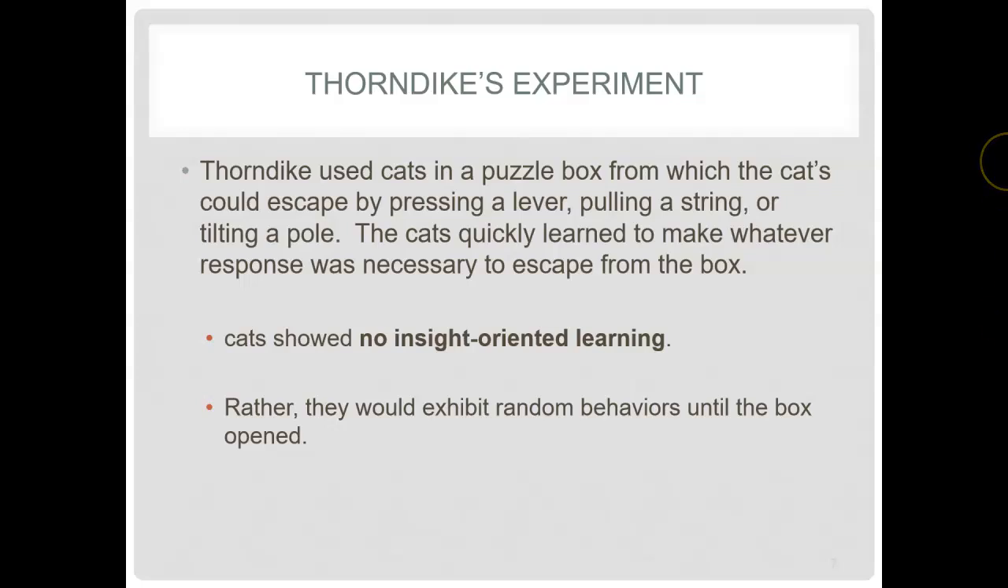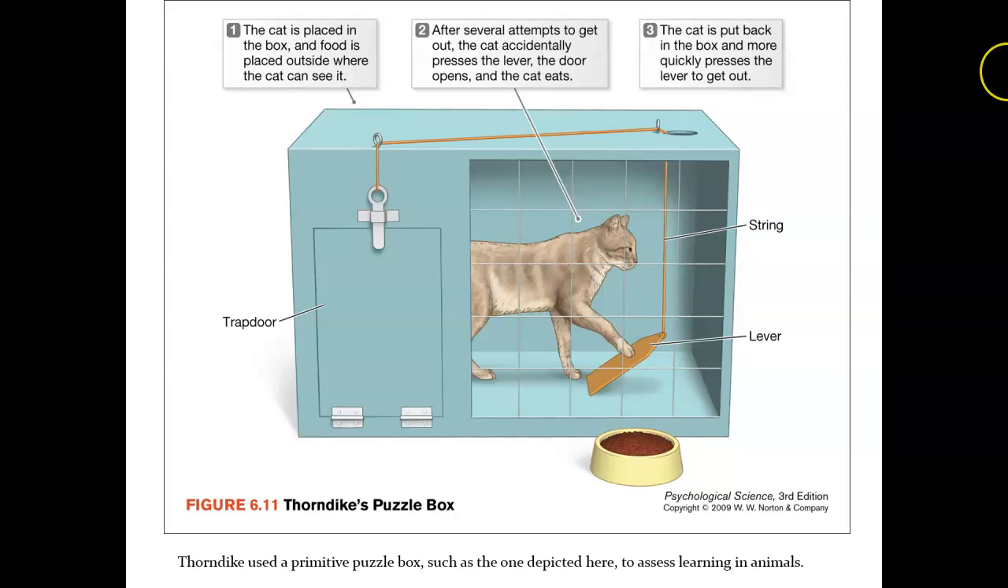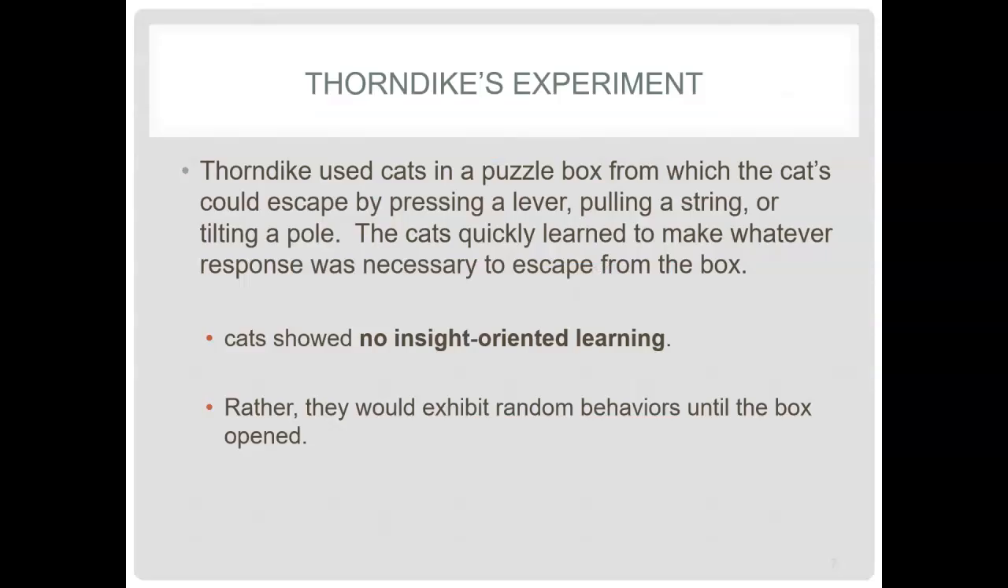So Thorndike did this great experiment in which he used cats in a puzzle box that he created, from which the cats could escape by pressing a lever, pulling a string, or tilting a pole. Let me show you the next slide so you can see the picture first. So Thorndike set up his puzzle box, and the cat would be locked in, which cats don't like, but there were multiple ways for the cat to learn how to open the box and get out. But it had to figure out how to do that. So that's what the puzzle box looks like.